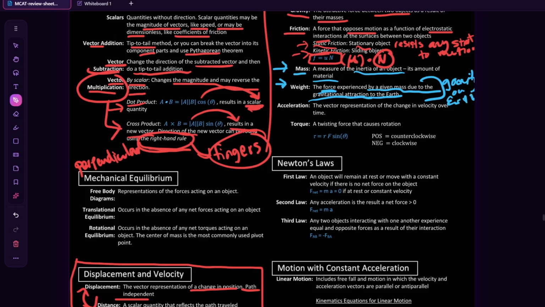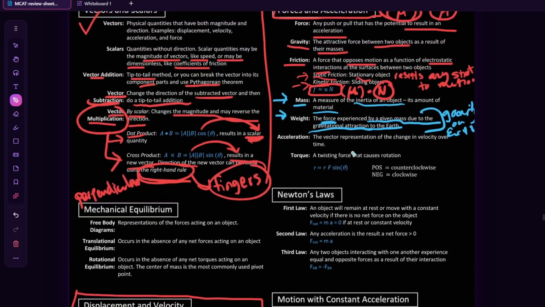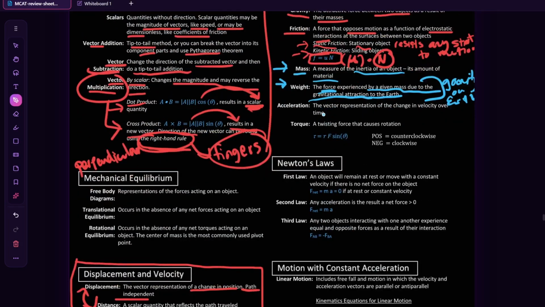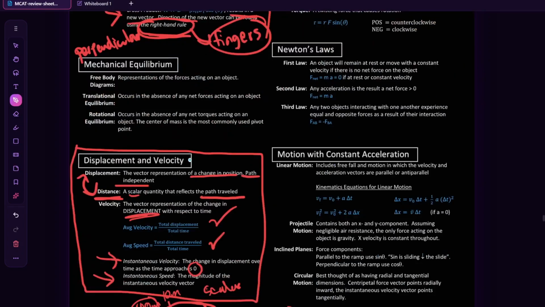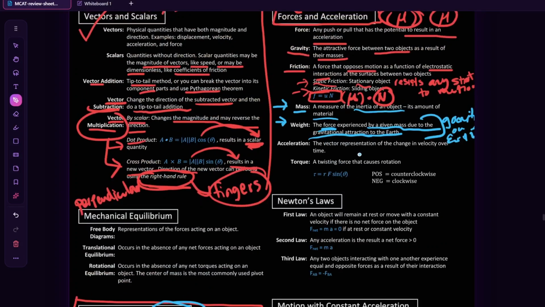Okay, so acceleration. What is acceleration? Just like velocity that we described over here, that's why I went through velocity first. Velocity is basically how position changes over time, but acceleration instead describes how velocity will change over time. So that's why I went over velocity. How does velocity change over time?